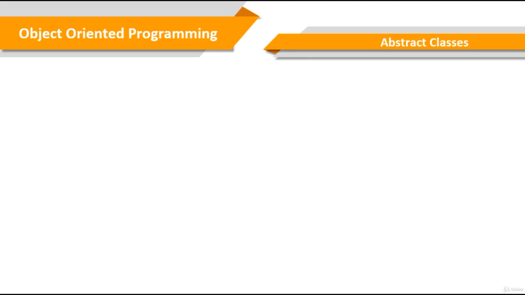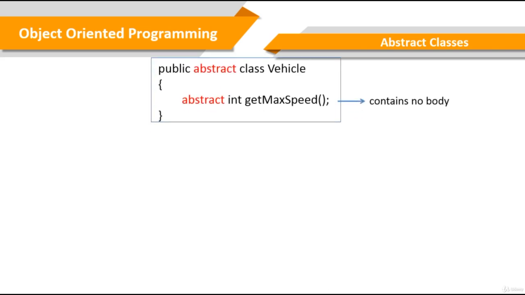Abstract classes. So an abstract class is used to implement common features of related classes. It's declared with the abstract keyword. If a class has at least one abstract method, then the class must be declared abstract. Also, abstract classes may contain non-abstract methods and variables.